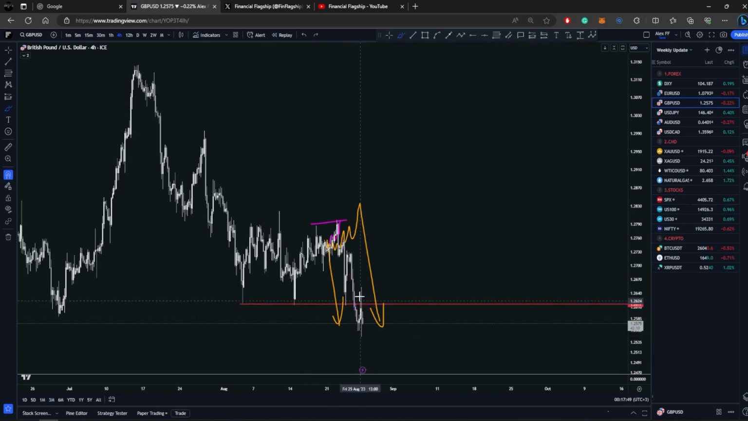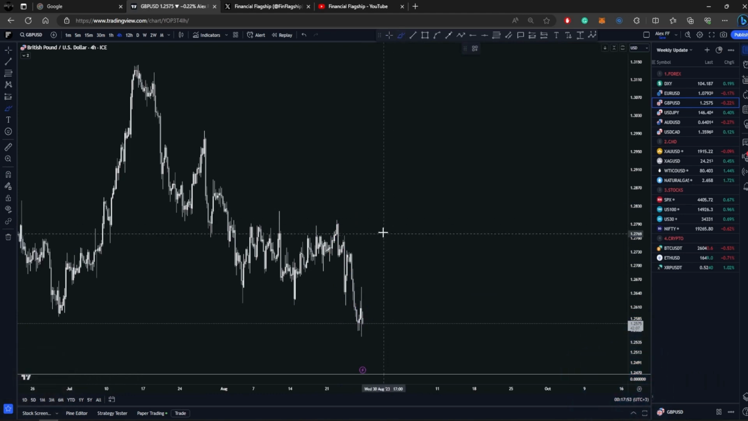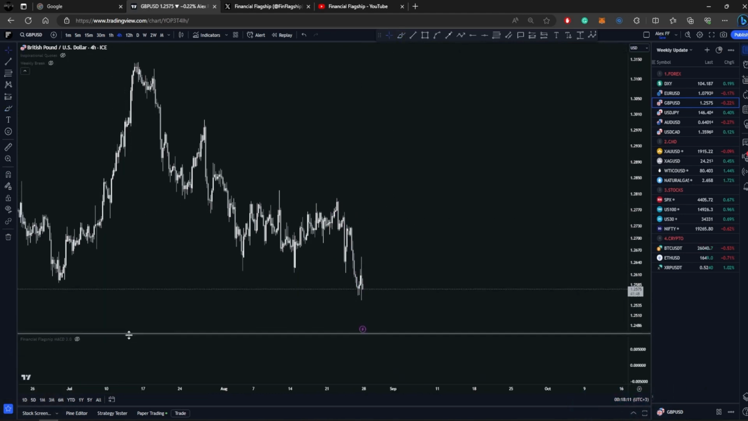So the second scenario unfolded, and the way things are looking, let's wait for it to give us a sign. Let me put the MACD on the chart so we can have a clear idea on what's happening here.